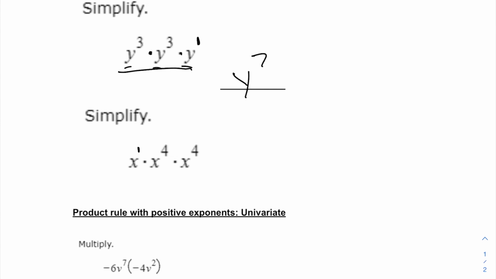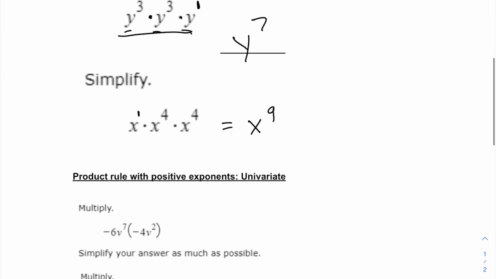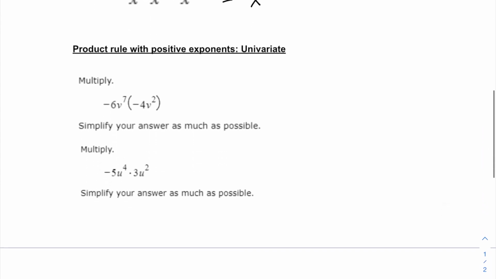On the next one, again, this is an exponent of 1. 1 plus 4 is 9. So x to the 9th is your final answer there.